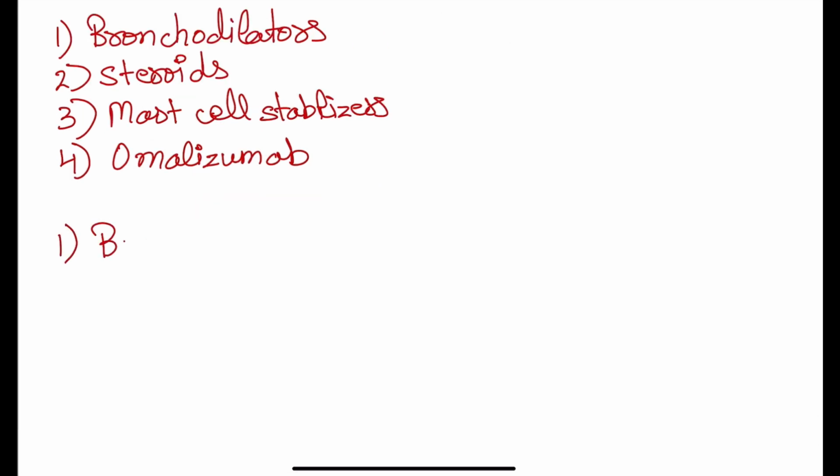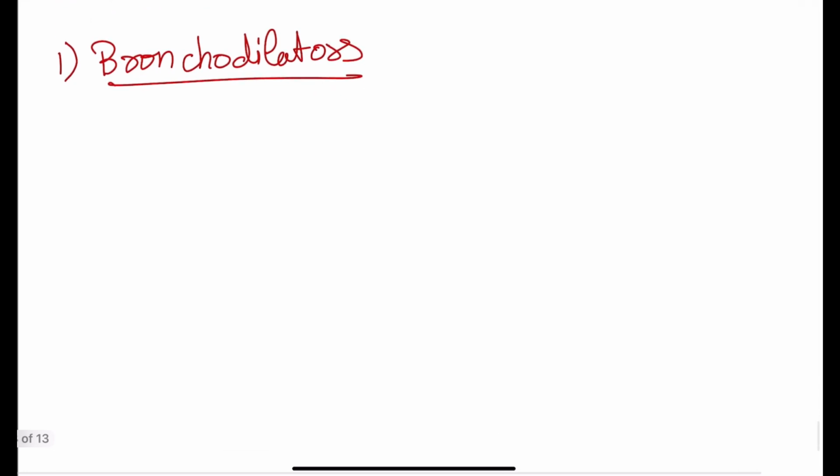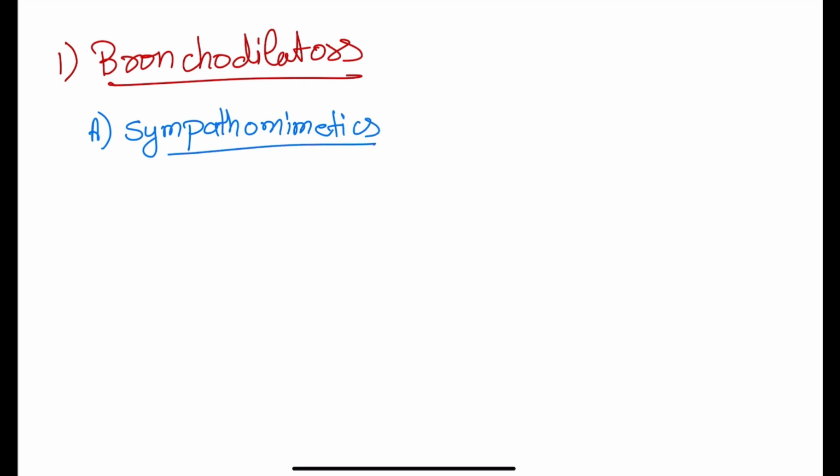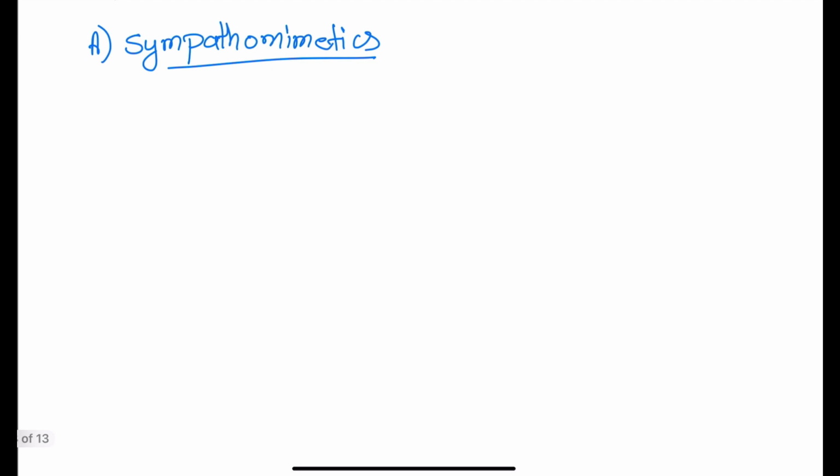Now let's look at bronchodilators. In bronchodilators, we can use sympathomimetics, parasympatholytics or phosphodiesterase inhibitors. First, sympathomimetics. In sympathomimetics, we will use beta 2 agonists, which will bronchodilate, which will dilate the bronchus.